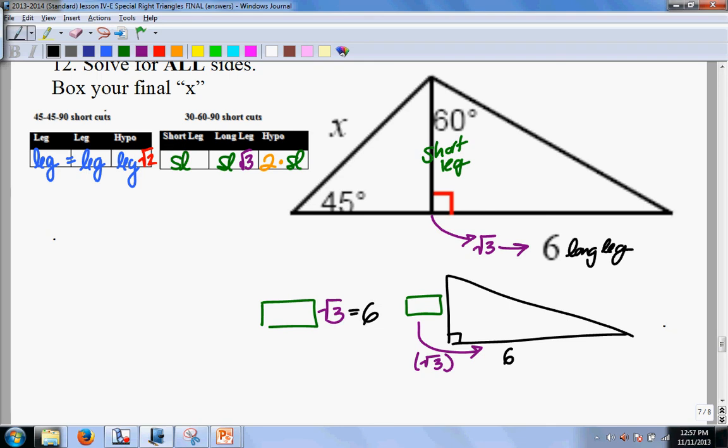Once you have that figured out, you can use that to solve for your hypo going this way by timesing by 2. And then you can solve for the 45, 45, 90 triangle. Once you have that solved, you'll have one leg. And then you solve for the 45, 45, 90.